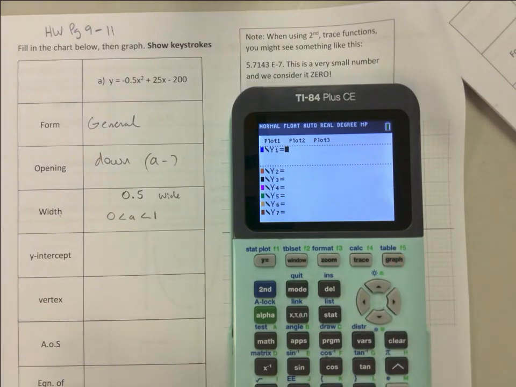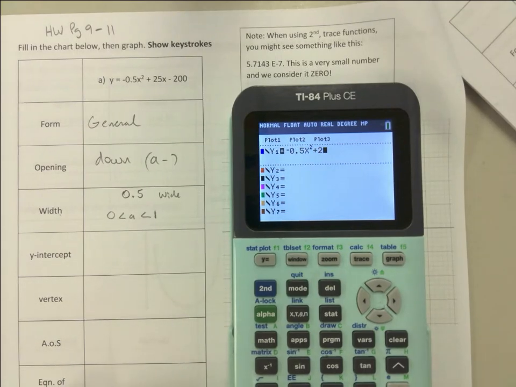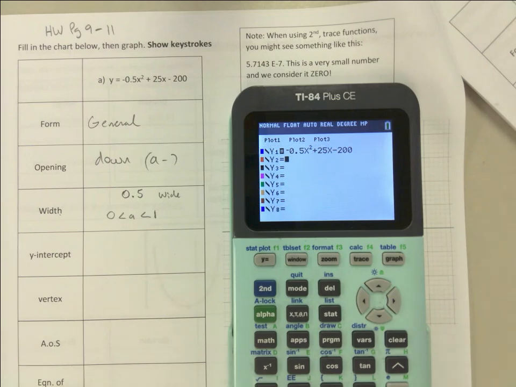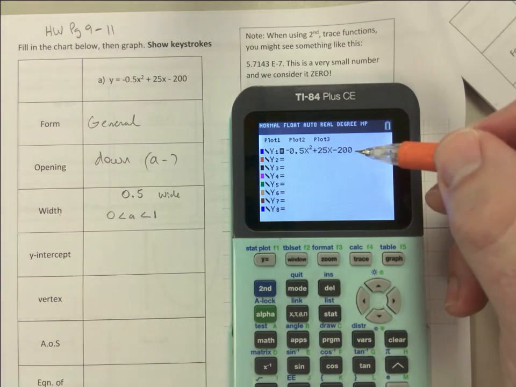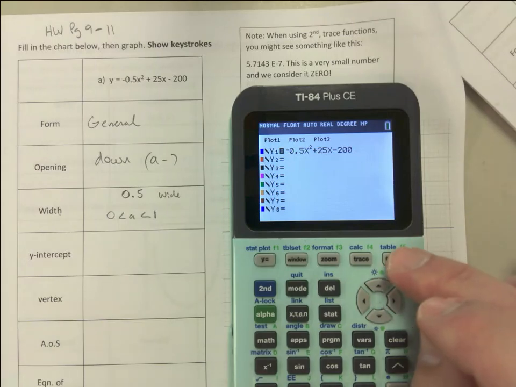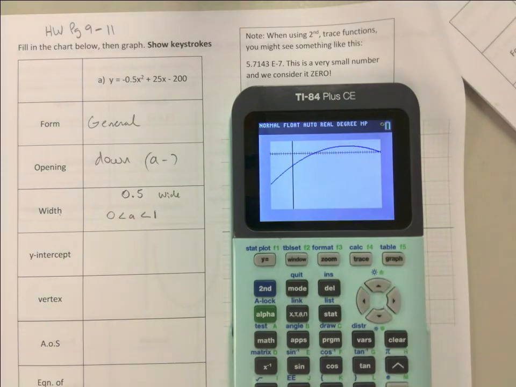Let's enter this thing into our calculators. Negative 200, right? Like that's the y-intercept is way in the negative 200s, right? Just by looking at that. So let's graph it. This is what I got from the last one I just did.